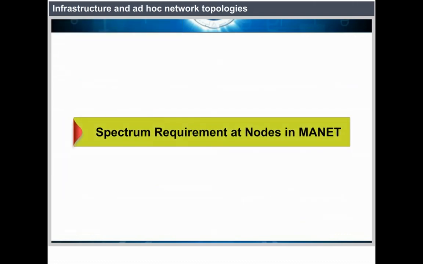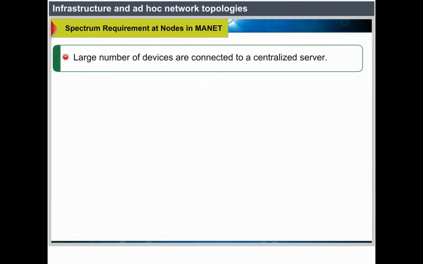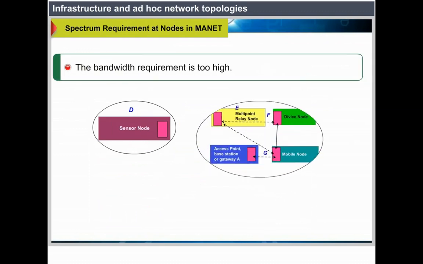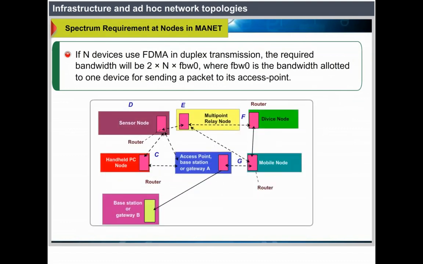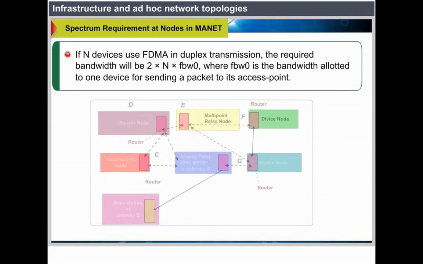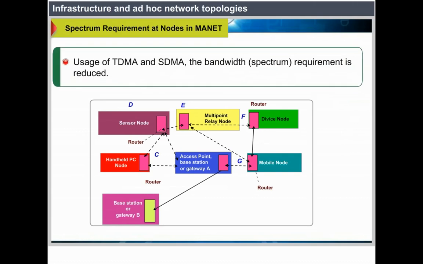Spectrum requirement at nodes in MANET. When a large number of devices connect to a centralized server, the bandwidth requirement is too high. With N devices using FDMA in duplex transmission, the required bandwidth will be 2 × N × FBW0, where FBW0 is the bandwidth allotted to one device for sending a packet to its access point. Using TDMA and SDMA, the bandwidth spectrum requirement is reduced.